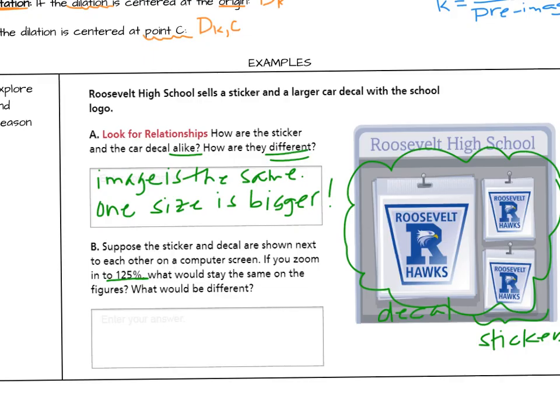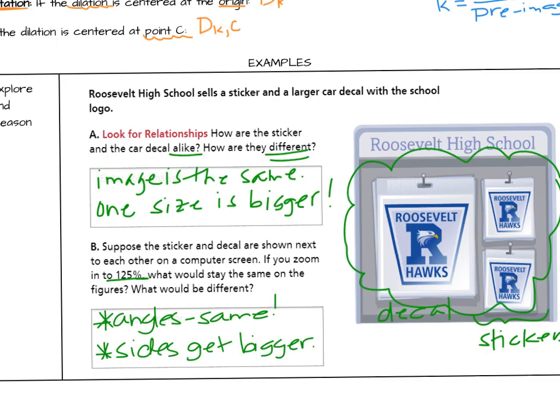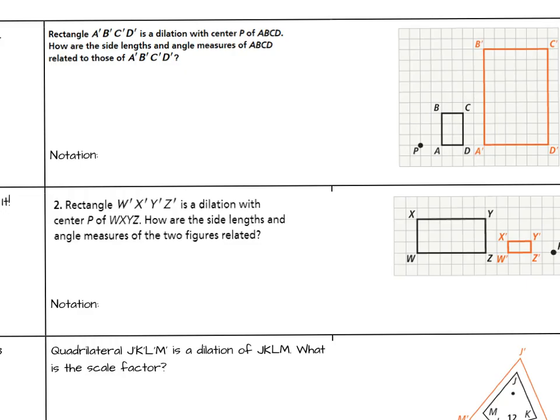So when it says what would stay the same, angles stay the same. And what would change? The sides. And if we're zooming to 125, the sides get bigger. That's really what 7.1 is going to be about, making shapes bigger or smaller. Let's see what it looks like on a graph.